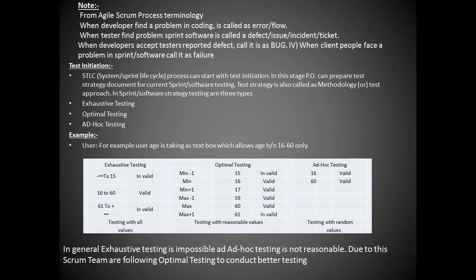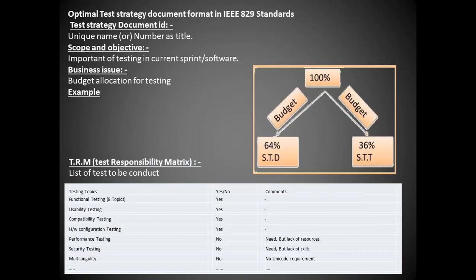In general, exhaustive testing is impossible. Ad hoc testing is not reasonable. Due to this, Scrum teams follow optimal testing to conduct better testing itself. Here the test strategy document format is in IEEE standards, the 829 standard itself.